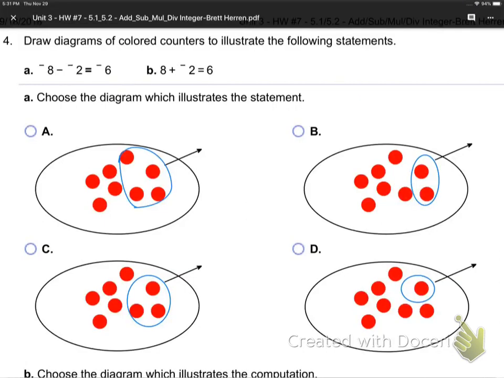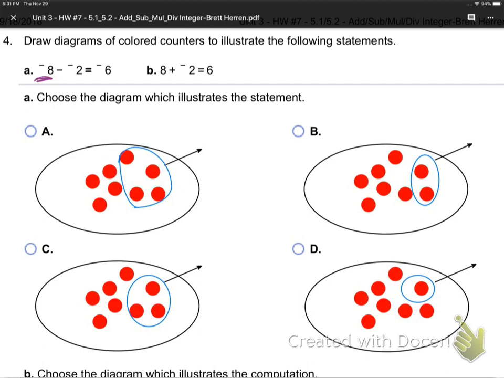Okay, so number 4. These are diagrams. These are ways of modeling positive and negative numbers. That's what this section is all about, positive and negative numbers, and how we first show kids about positives and negatives and how they all work together.